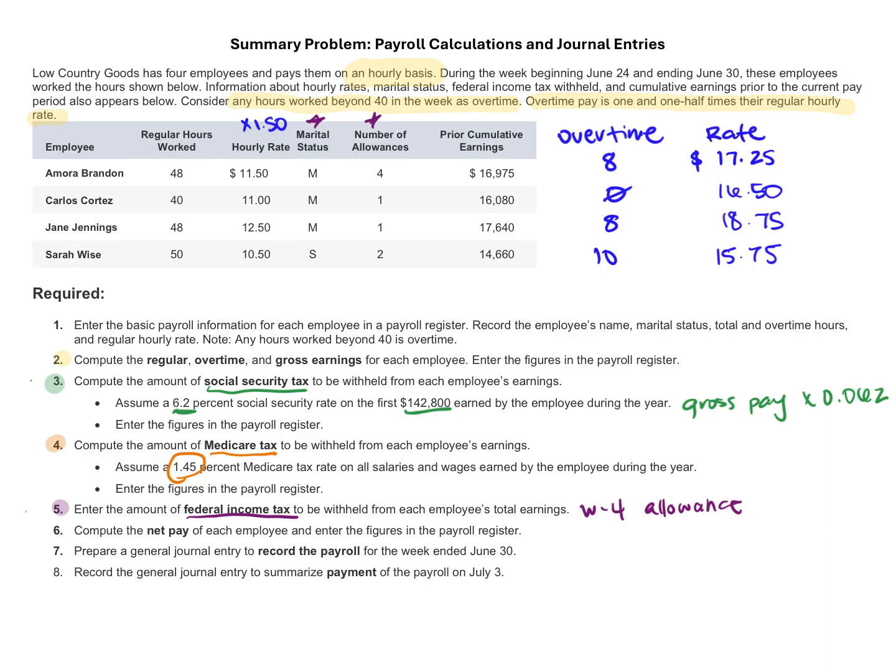And they supply us with some federal income tax withholding charts that we'll be using to figure out the correct amount of taxes to withhold for a weekly paycheck. And so for this first one, for Amora, we'll look at the married federal taxes withholding chart in a minute, and we'll see that she has 4 allowances, probably for herself and maybe some kids, or herself, a spouse, and kids. So let's go look at one of these charts together.